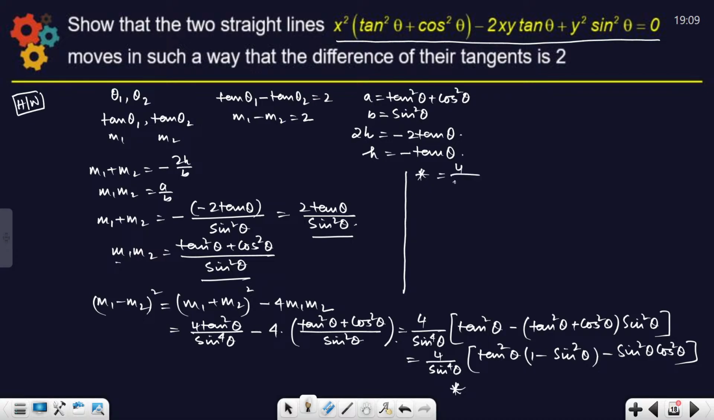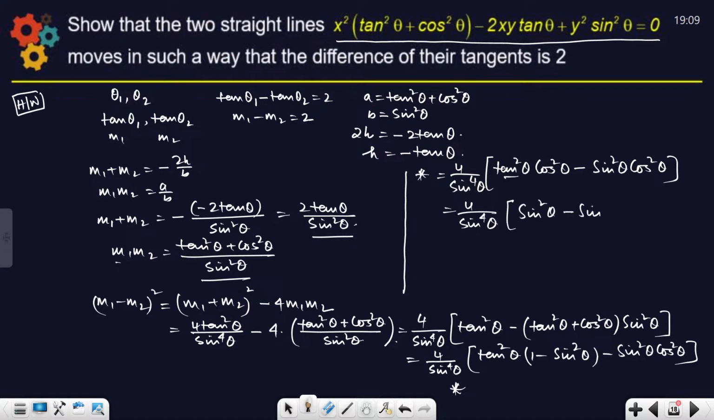So that gives us 4 sine to the power 4 theta. And we are having tan square theta cos square theta minus sin square theta cos square theta, correct? Now, tan square theta is basically sin square theta by cos square theta. So this gives us sin square theta minus sin square theta cos square theta. Now take sin square theta common. So we are left with 1 minus cos square theta, which eventually gives us sin square theta.